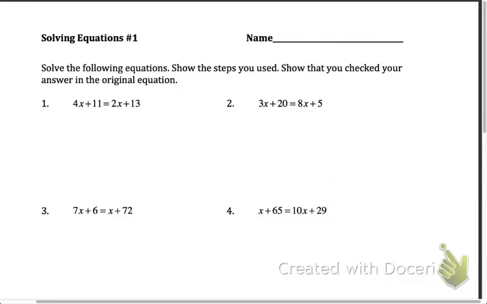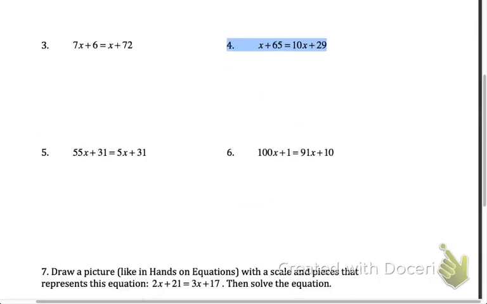Alright, on to number 3. Okay, so I'll take away an x from both sides. Looks like 6x plus 6 equals 72. Take away 6 from both sides. 6x equals 66. Looks like x is 11 because 6 times 11 equals 66.